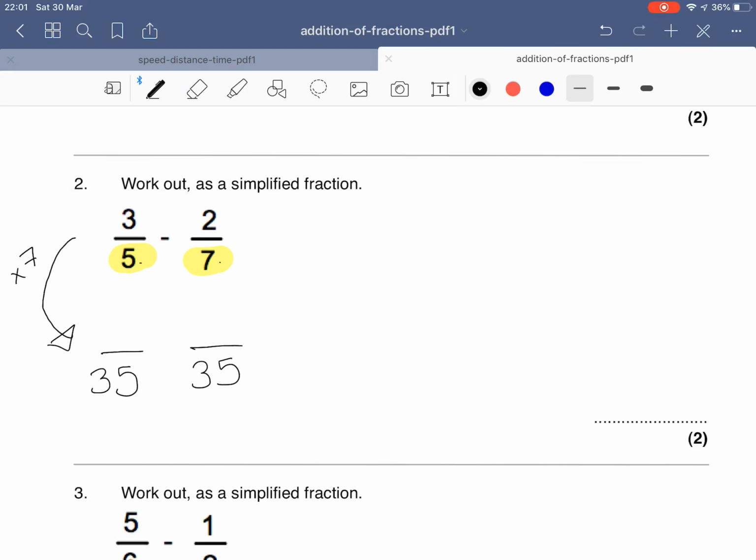So I've got to do 3 times 7 to get the top number of 21. And then 7 times what is 35? Well, it's 5. So I need to do 2 times 5 to get 10. And now we can subtract them. So 21 take away 10, or 21 over 35 take away 10 over 35 gives me 11 over 35. So to simplify, you need to think of your factors of 11 and 35, and the highest common factor of 11 and 35 is 1, so we can't simplify 11 and 35.